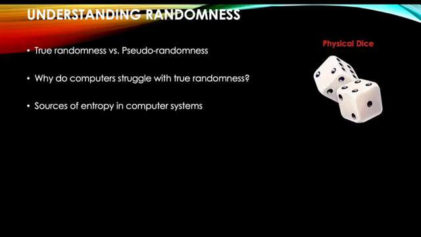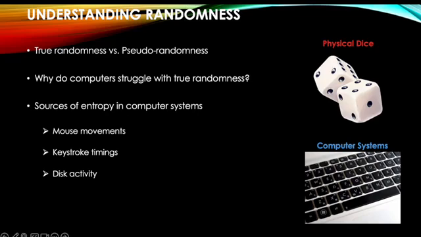Instead, the LRNG uses unpredictable events from your computer, like when you type, move your mouse, or access your hard drive. Computers gather entropy from unpredictable external events like mouse movements, keystroke timings, and disk activities. These sources help create randomness that's more secure for certain applications.